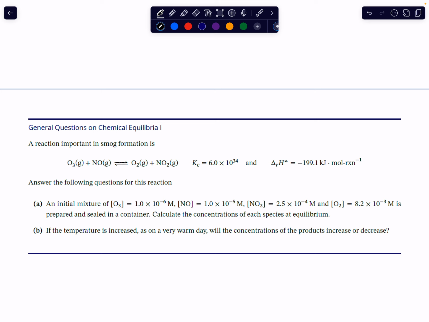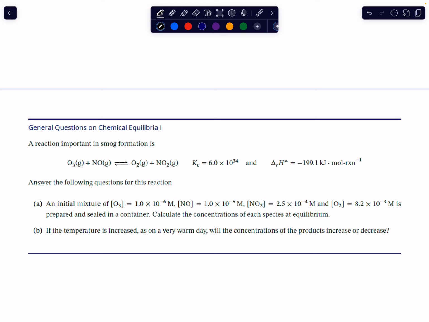It has a very large Kc value, and it also has a negative enthalpy of reaction, meaning it's an exothermic reaction. And we'll see why that information is quite important. We're then asked to answer the following questions for this reaction. An initial mixture of ozone, nitrous oxide, nitrogen dioxide, and oxygen is prepared and sealed in a container. We're then asked to calculate the concentrations of each species at equilibrium.